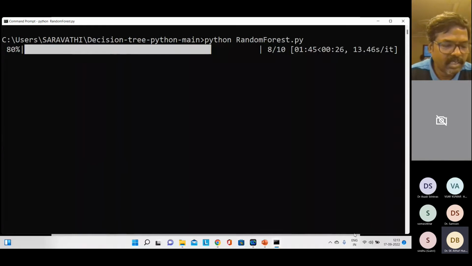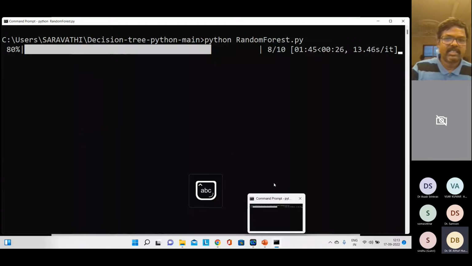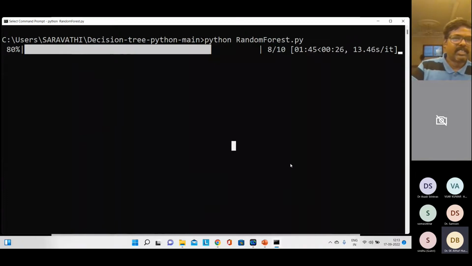It is one of the good algorithms in order to execute real-time applications. Okay, in order to execute real-time applications, we are using a decision tree, especially for classification. Okay, and 80%.